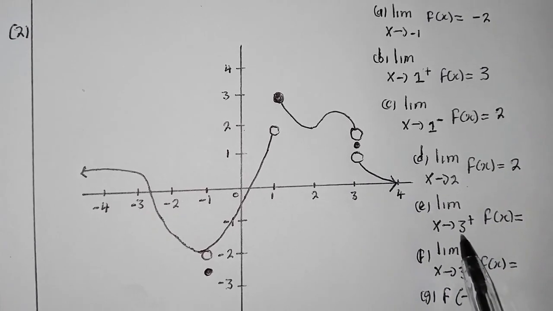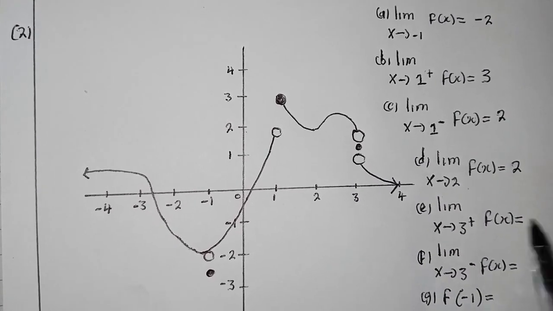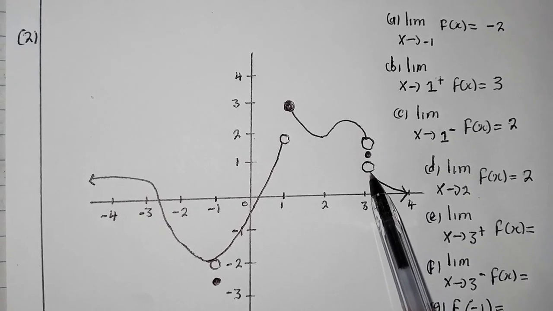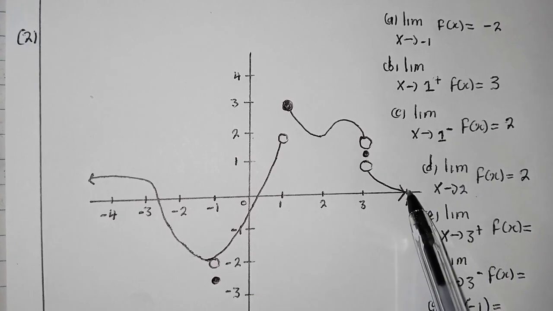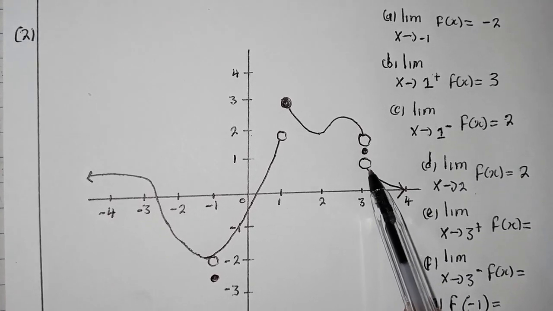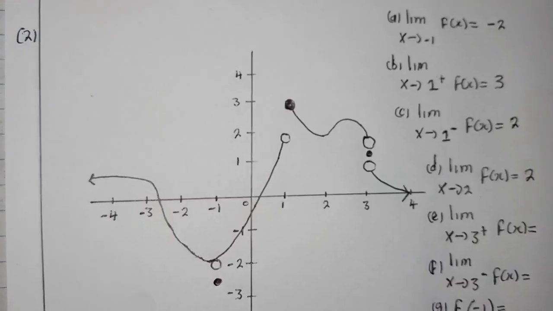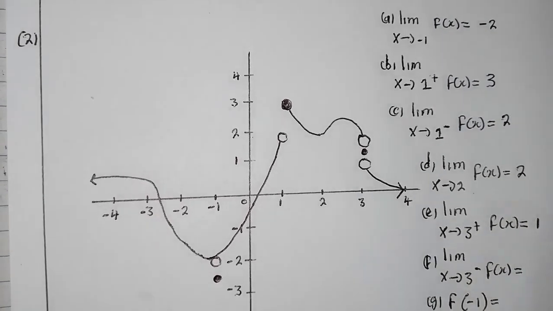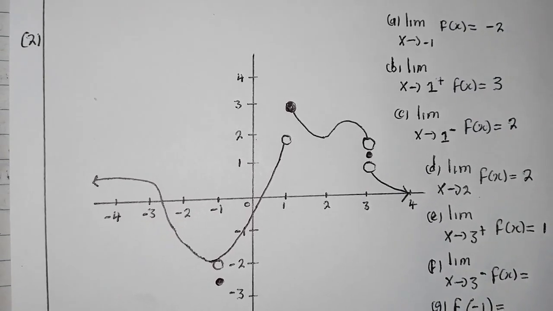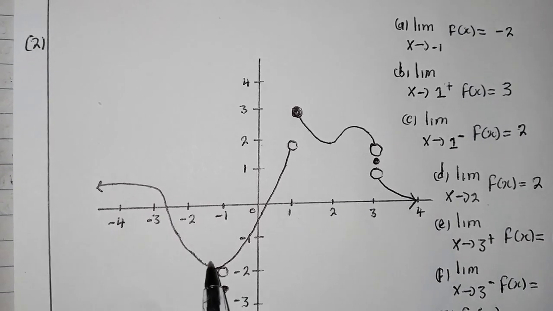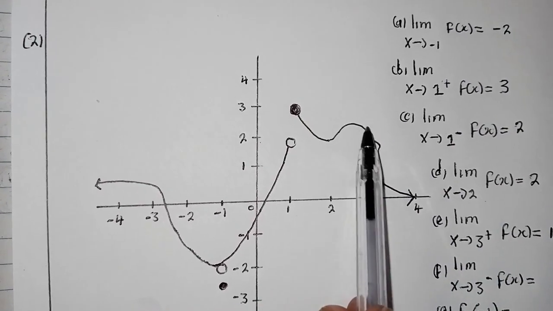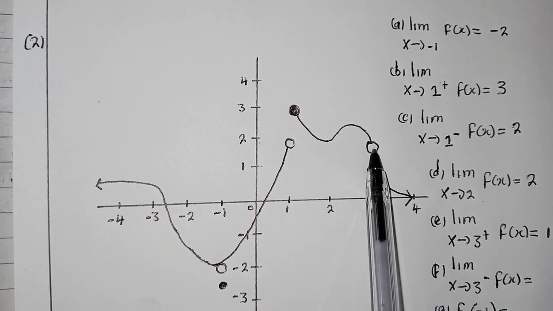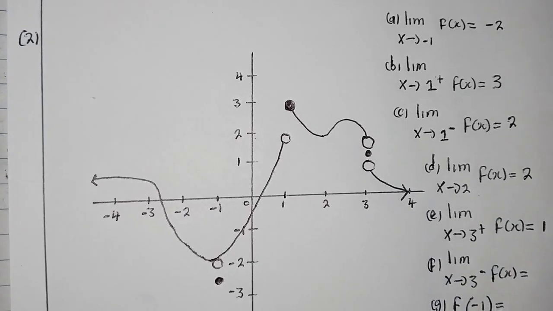We come to E. They are saying limit as x approaches 3 from the positive side. So the answer is just 1, because we know that we're coming from here and we find an open circle at 3. So of course, it's just 1. Now limit as x approaches 3 from the negative side. We are moving like this. And the first open circle that we find gives us the answer. So of course, it's simply 2.